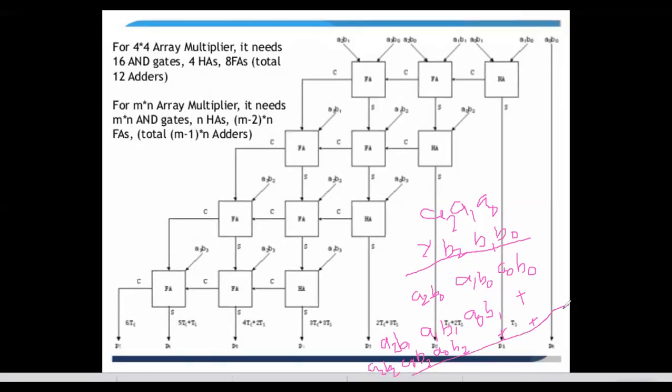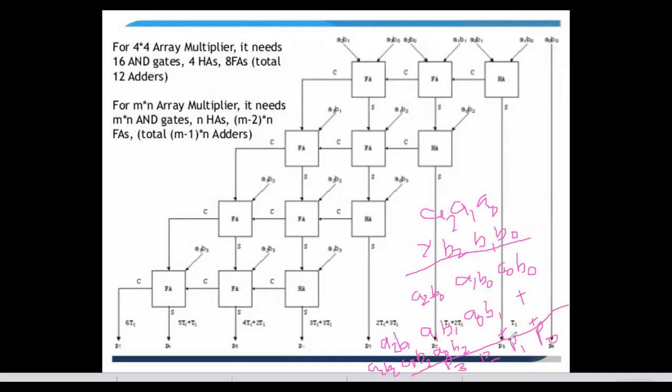Then the products: the first one is P0, P1, P2, P3, P4 and P5. That is P0 to P5, a total of 6 bits, 6 output bits.